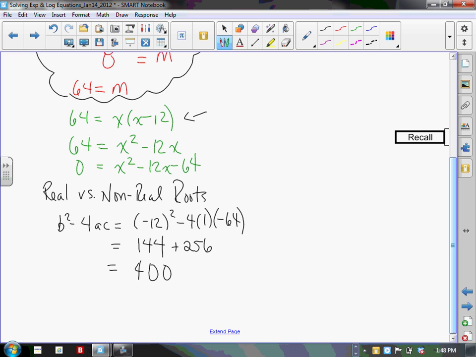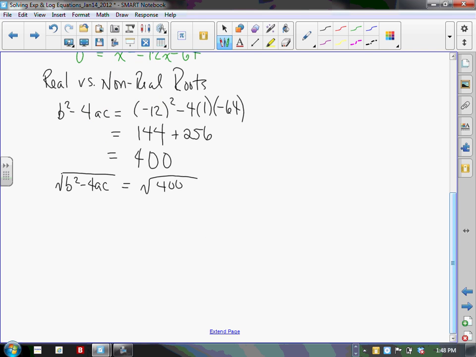Okay, so while we're at it, we do have to solve for the value of x. So why don't we get this ready for the quadratic formula. So we need the root of 400, which is the root of 4 times 100. And of course, we can see that as being the root of 4 times the root of 100, or nothing more than 2 times 10. So we know that the square root of 400 is 20.